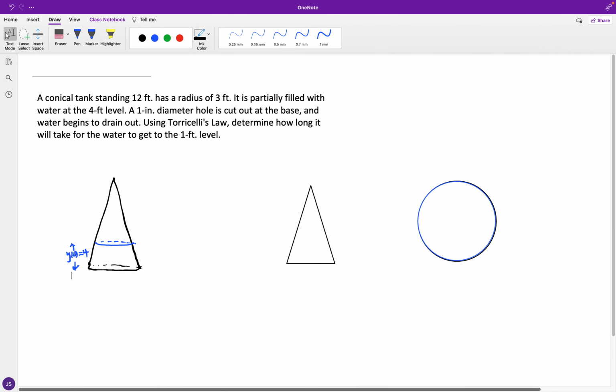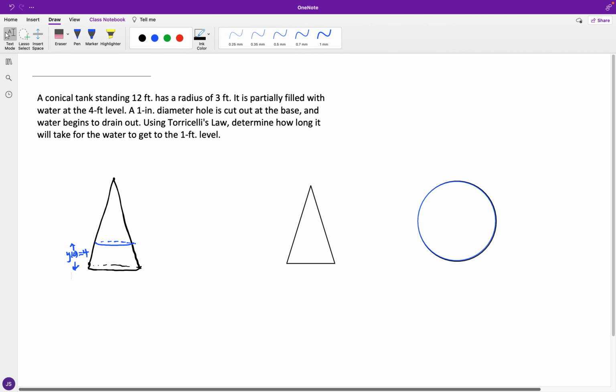Okay, let's say that we apply Torricelli's law in the case of a conical tank. We'll say that we have a conical tank that stands 12 feet high and has a radius of 3 feet. And instead of being completely filled with water, we'll say that it is partially filled, where we have the water level at 4 feet.